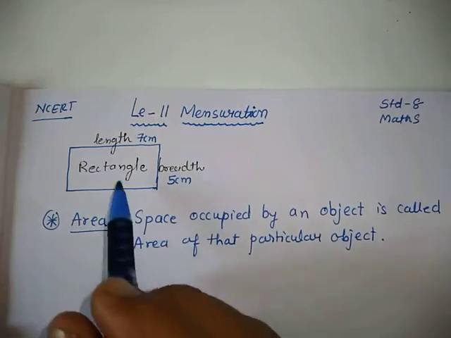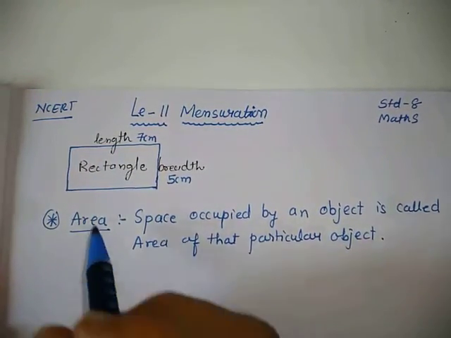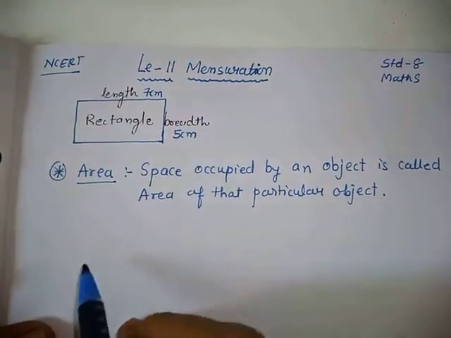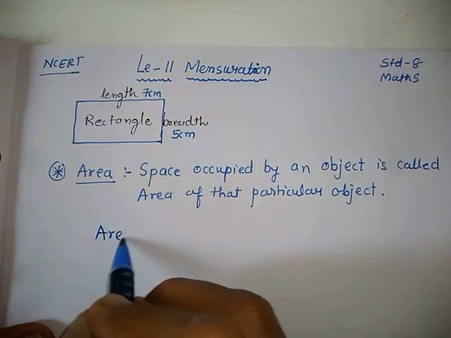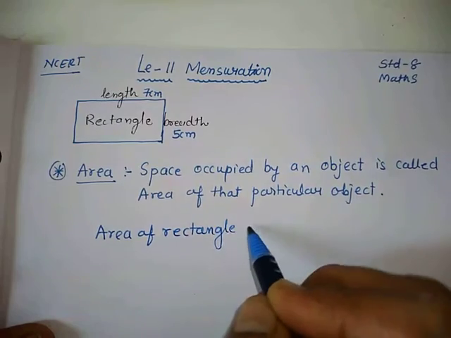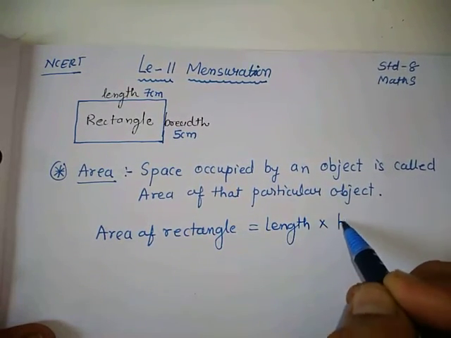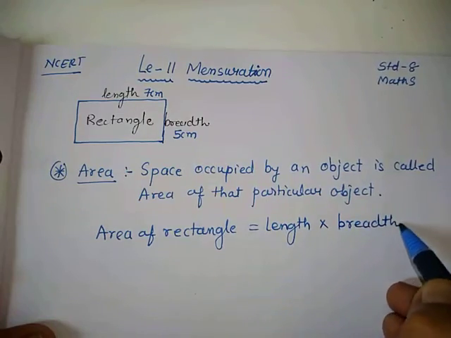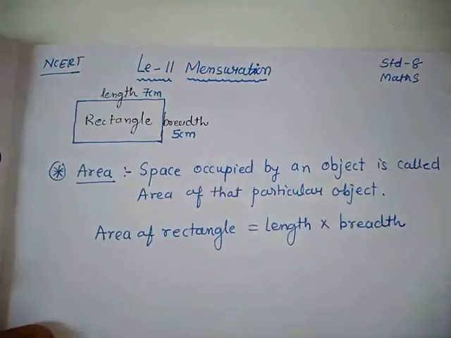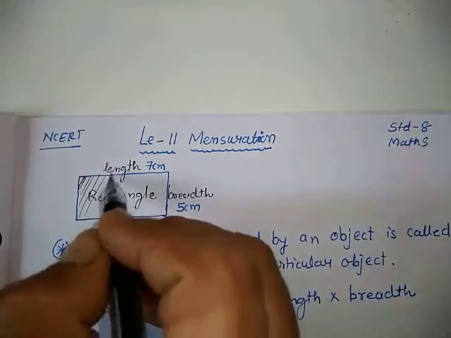Here we are discussing a rectangle. So area of rectangle means length multiplied by breadth, means this much length and this much breadth. So totally the space covered by this one.